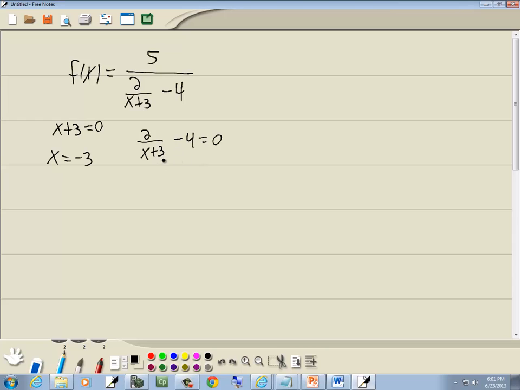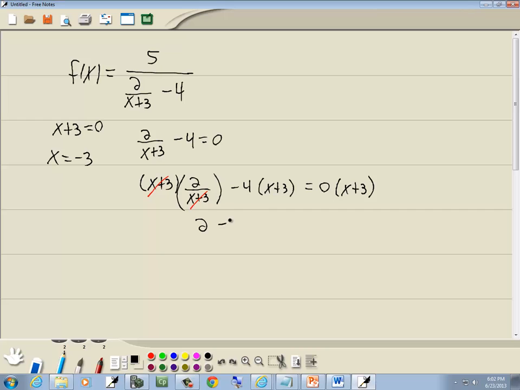Okay, I'll multiply everything by the LCM of all my denominators. Well, I only have one denominator, the x plus 3, so we'll multiply both sides by it. Or multiply everything by it. So we'll multiply the first fraction, multiply the negative 4, and we'll multiply the 0 by it. And when we do that, this x plus 3 is going to cancel, and we're left with the 2 there.